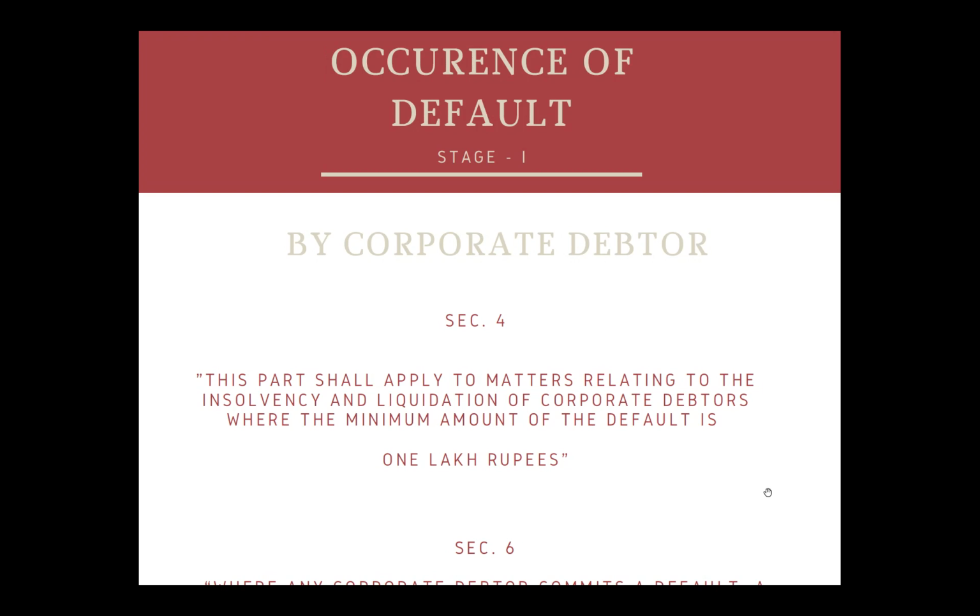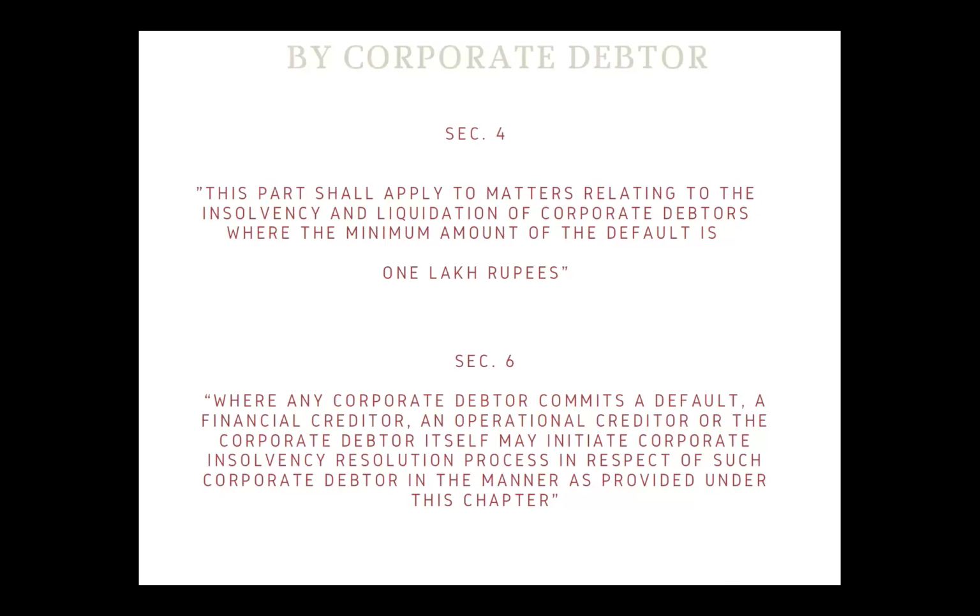Whenever there is a default of a minimum of 1 lakh, the corporate debtor is committing such default either to an operational creditor or a financial creditor. So now what are these two kinds of creditors, financial and operational? Creditors, as we know, are the ones who give debt or monies to a corporate person.